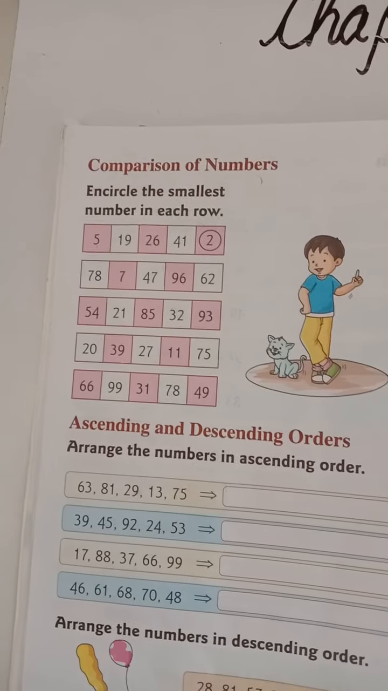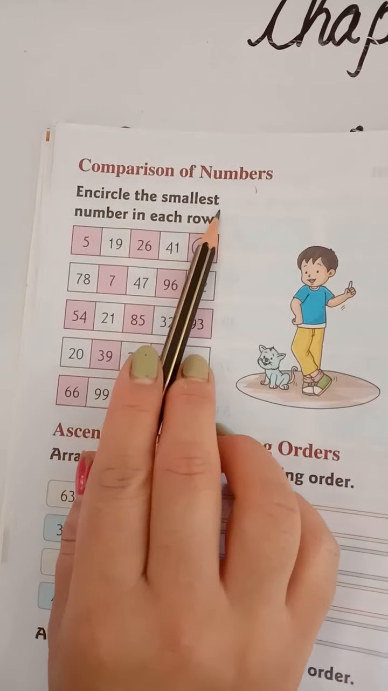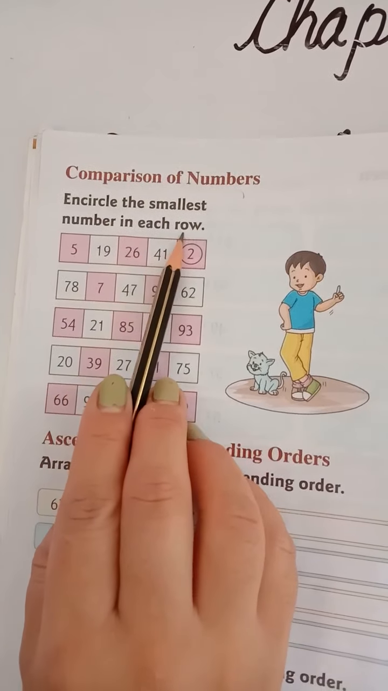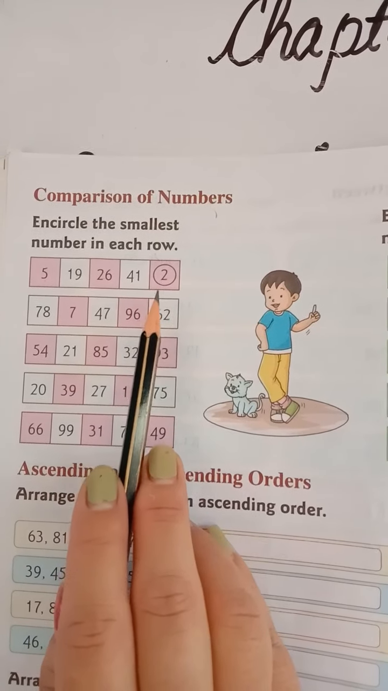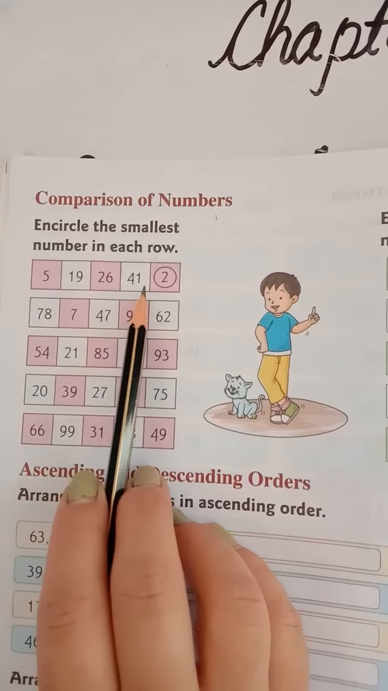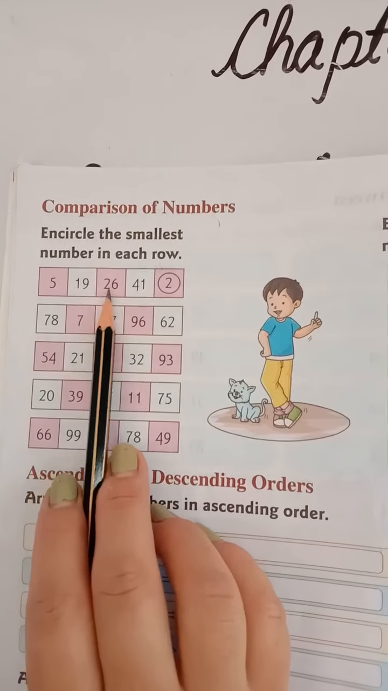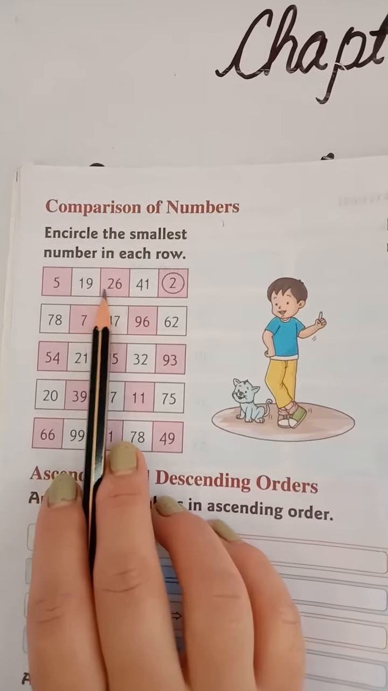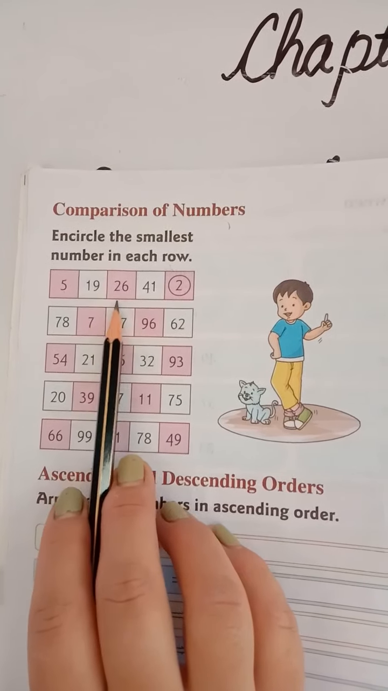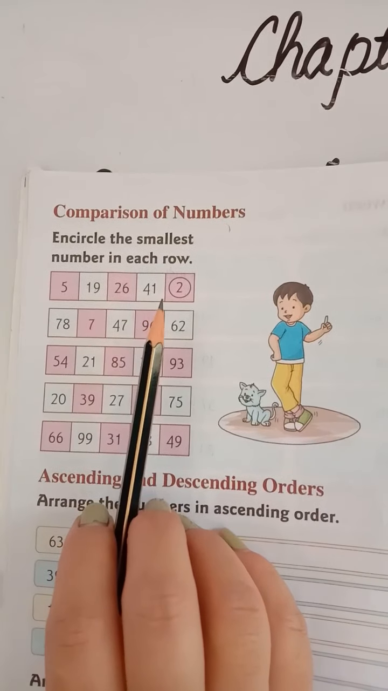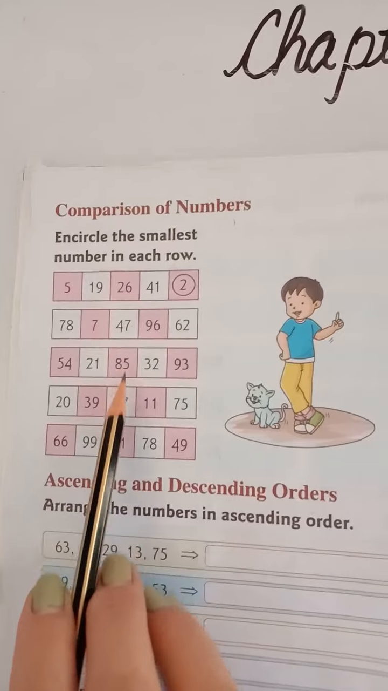Okay. Now come to our exercises portion. Okay. Look at here. Encircle the smallest number in each row. That means you have to make a circle on the smallest number. Okay. First you have to compare the numbers within 5 numbers. 1, 2, 3, 4 and 5. That means in each row there are 5 numbers. So you have to compare the numbers, which one is the smallest one. Okay. And you have to make a circle on that number. Okay. Look at here. In each row there are 5 numbers.